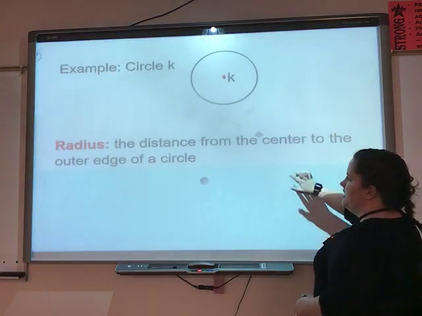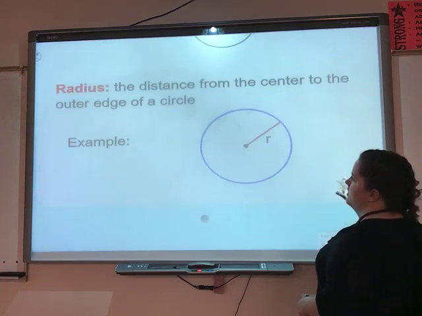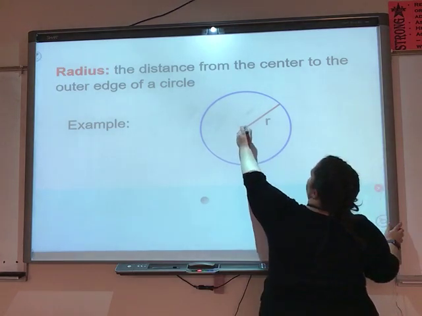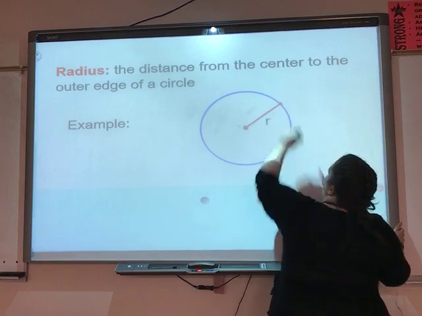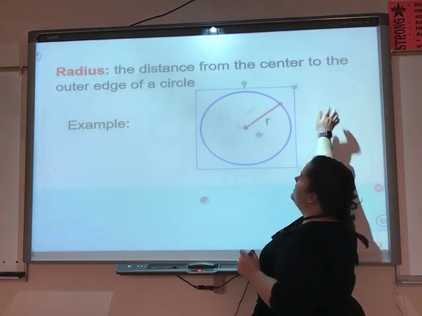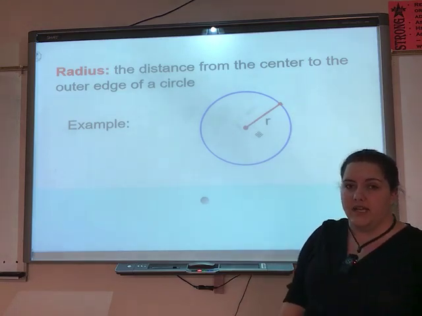The next word that we are going to go over is radius. Radius is just the distance from the center to the outer edge of a circle. So if you start in the center, draw a straight line out, and hit the edge, it needs to have the center as one end point and the edge of the circle as the other end point. That is our radius.